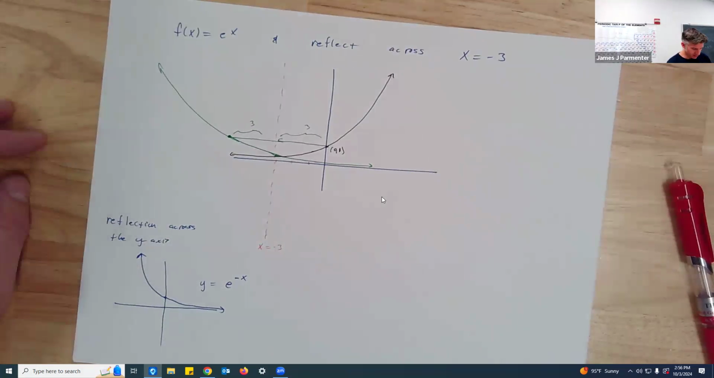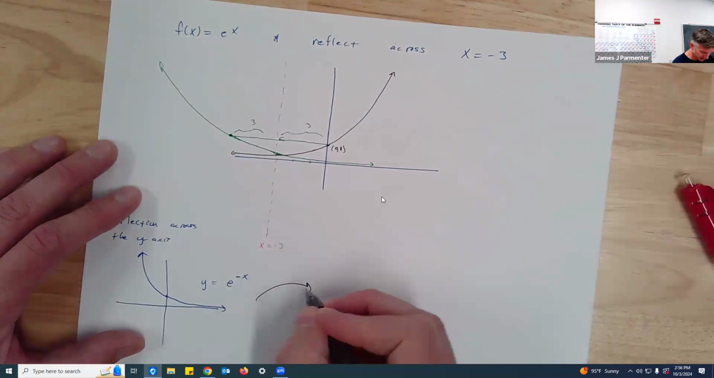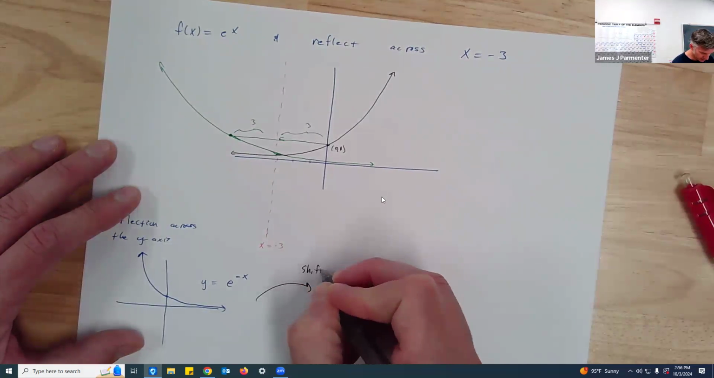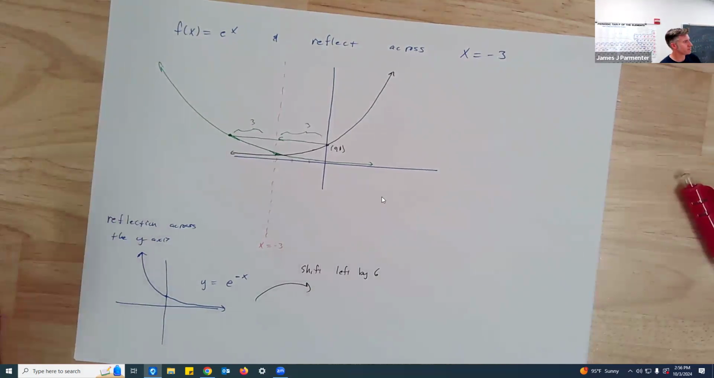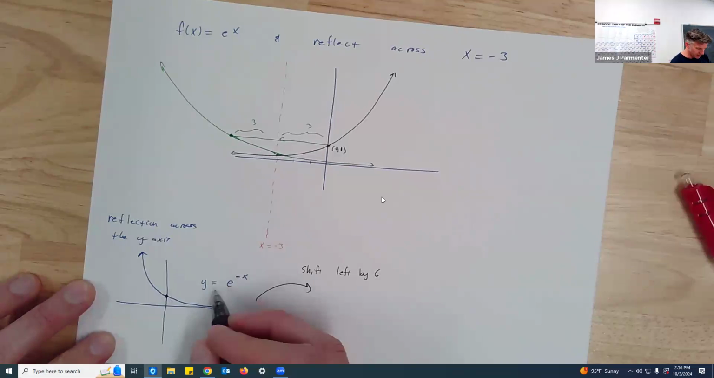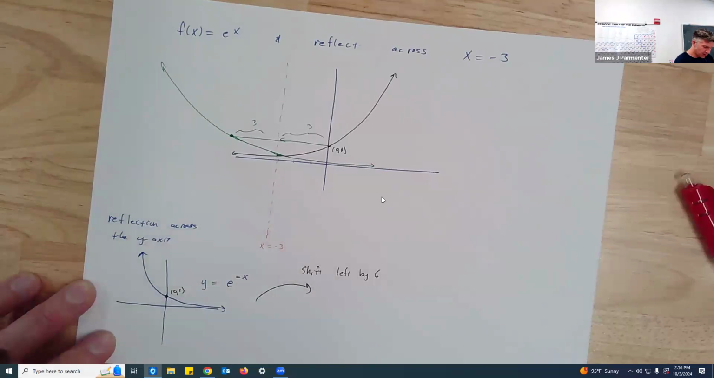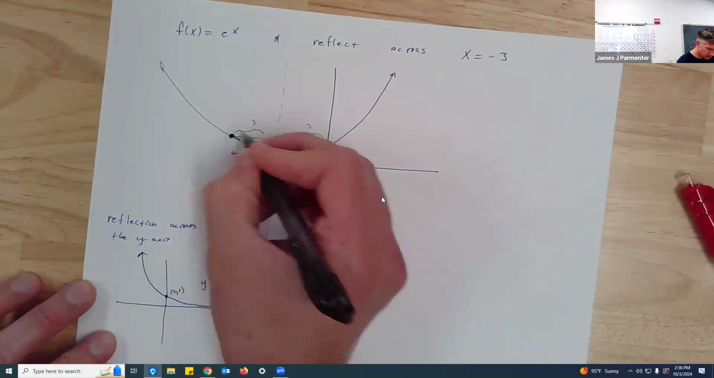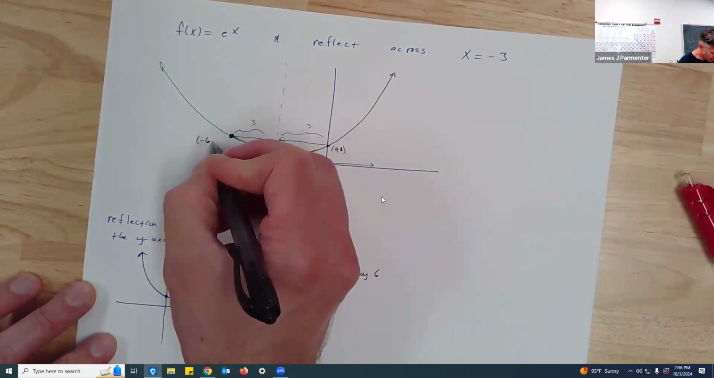So I want to shift it, and again, I'm worried about this happening the right way because these ones are always tricky. I want to shift this left by 6. Here's what I know I want to happen. If I plug in 0, I get 1 as the result, and I want that point to move 6 to the left. So I want this point to be -6, 1.